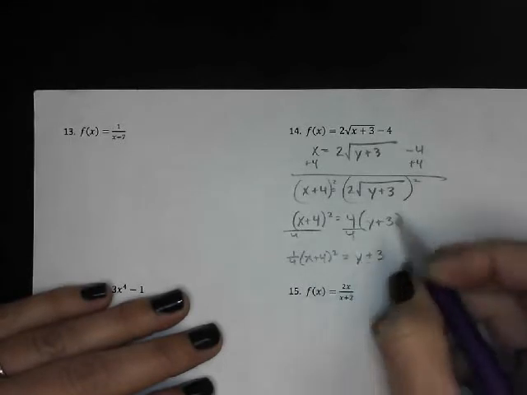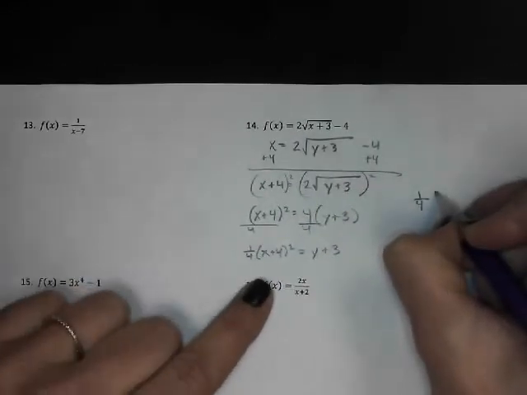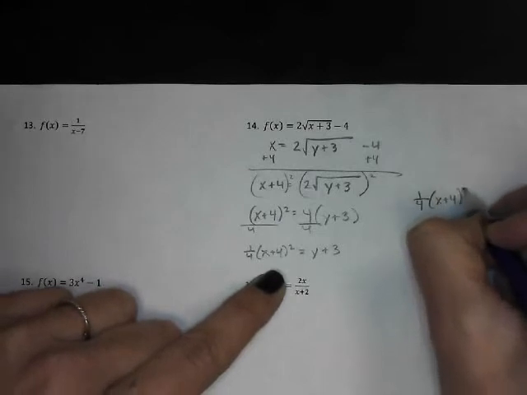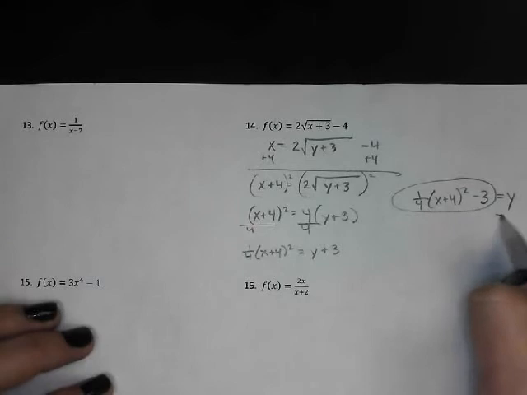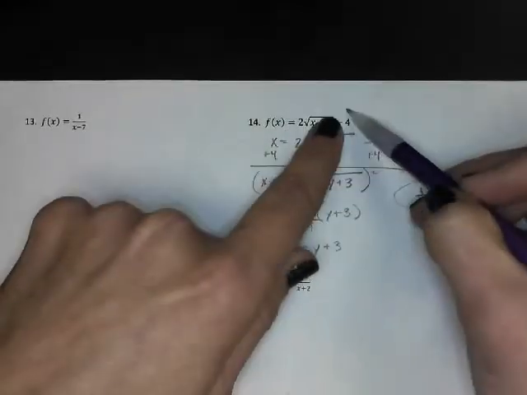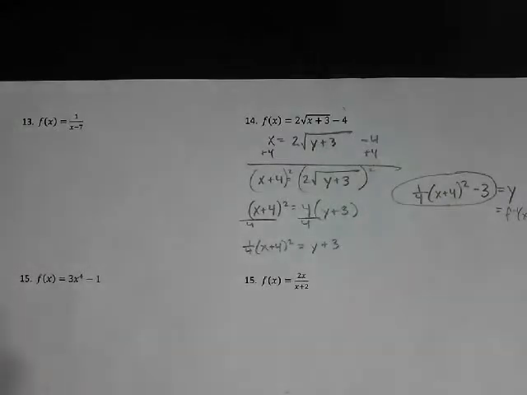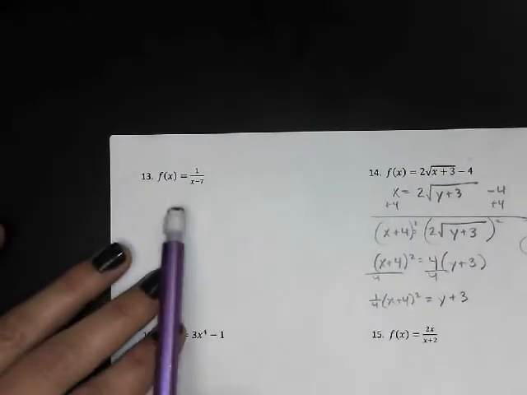And then subtract 3. So I'd get 1/4 x plus 4 squared minus a 3 equals y, and that's your inverse function. So the inverse of a radical is a quadratic. A rational inverse. We spent some time on this, it's been a while, but pay attention here.